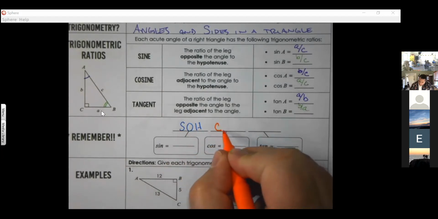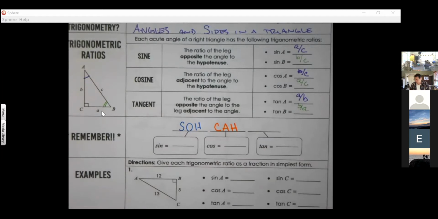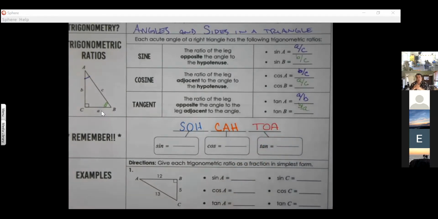So, ka, let's go with red for the last one, and toa. Now, it's an acronym of sorts, right? It's a mnemonic device to help you memorize something. It doesn't stand for anything, it doesn't mean anything. I can tell you a story about it, right?